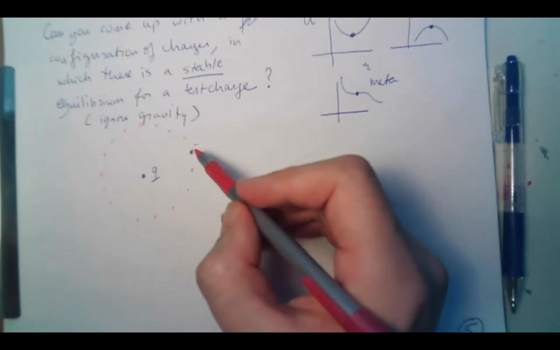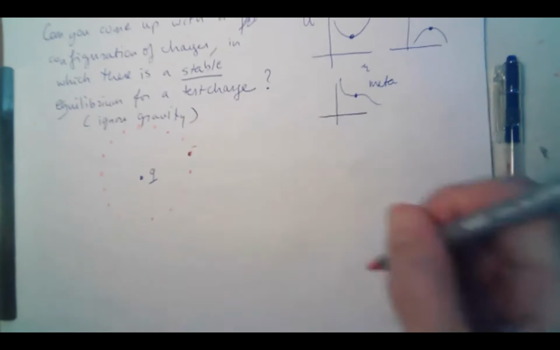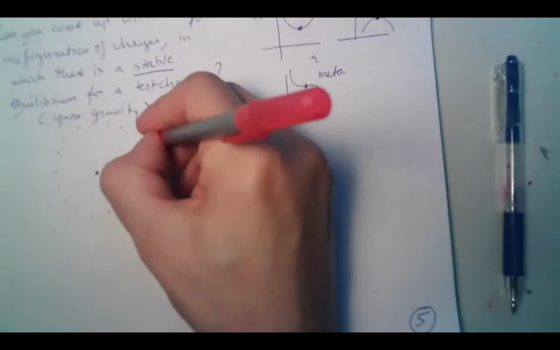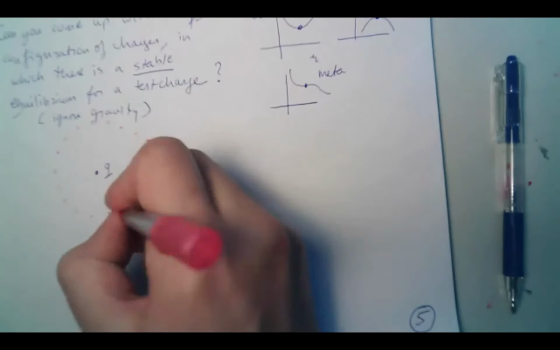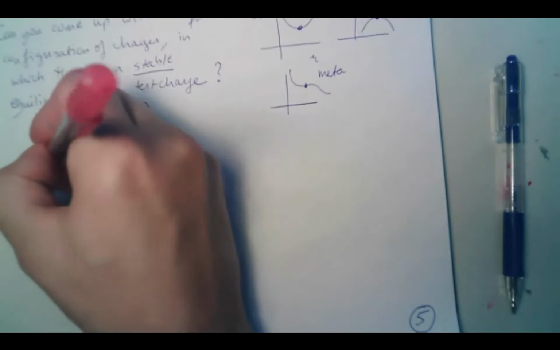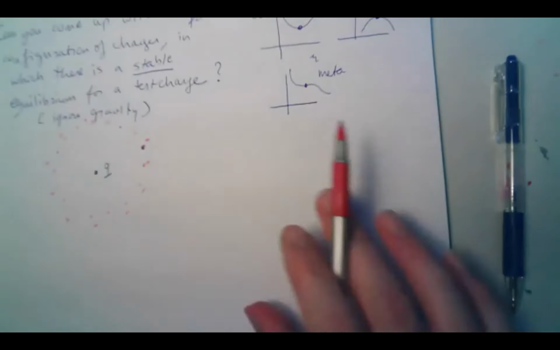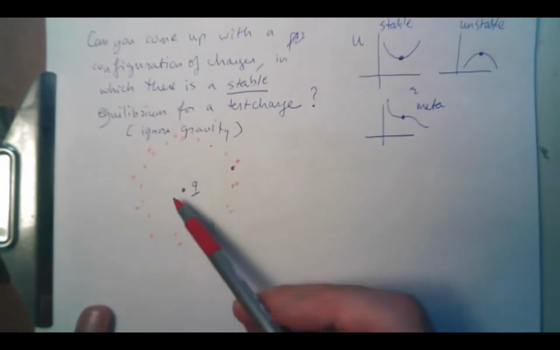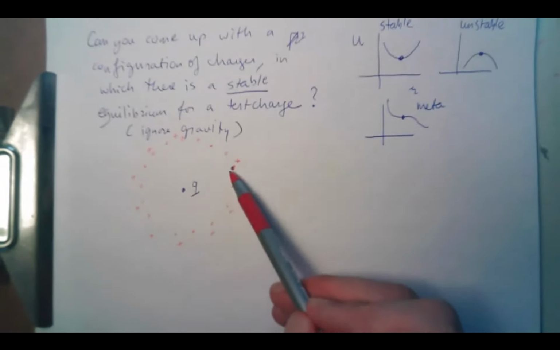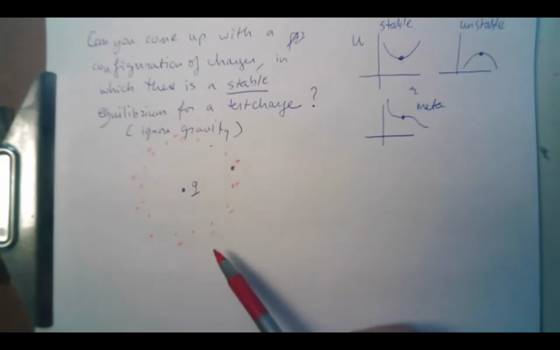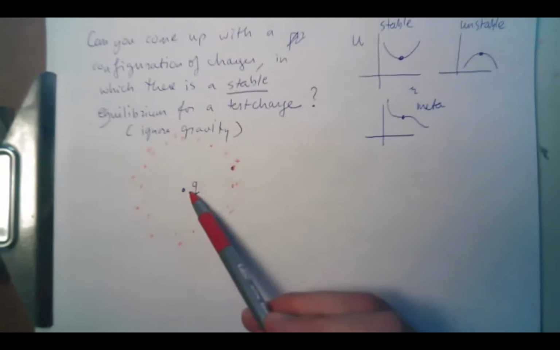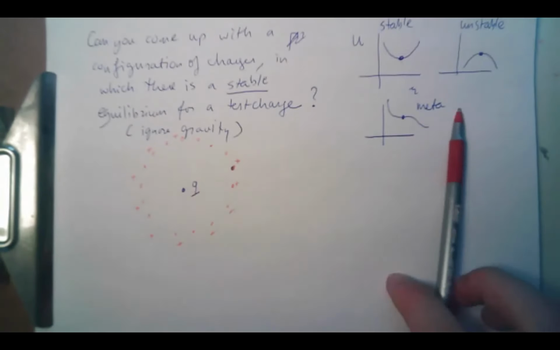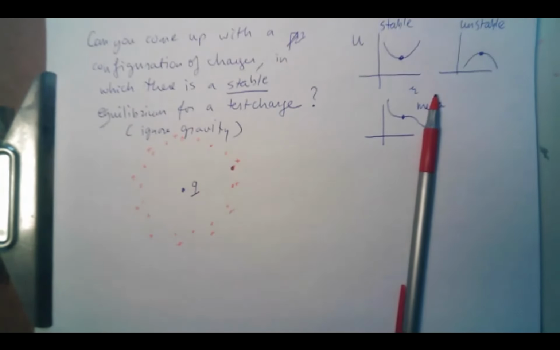So, what happens if we try a positive configuration? Well, let's make them positive. So now it's being repelled by this. Now the question is, would this be stable or unstable?